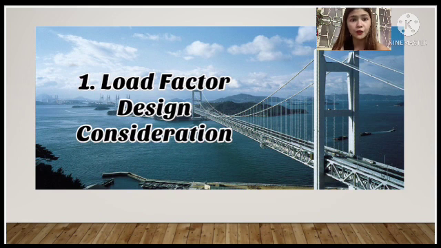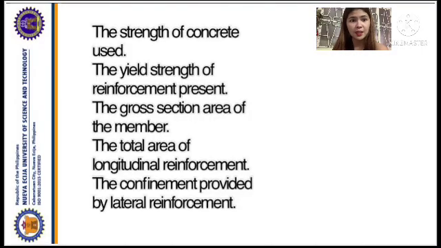If the effects of slenderness apply to the member, then the maximum factored moment is magnified to account for these effects. The axial load strength of a compression member is based in large part on the following parameters: the strength of concrete used, the yield strength of reinforcement present, the gross section area of the member, the total area of longitudinal reinforcement, and the confinement provided by the lateral reinforcement.